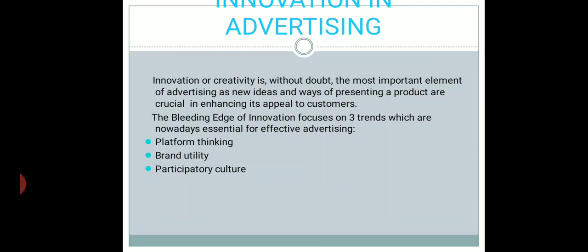Nowadays customers are more attracted by advertisements. So it becomes very important for entrepreneurs to bring innovation in advertising also. For that particular reason, three trends of innovation are being followed. One is platform thinking, wherein you go to the depth of the condition and try to find out where you can find leverage from the customer and from the investors also. Brand utility basically means that you build a very strong and very loyal relationship with the customer.